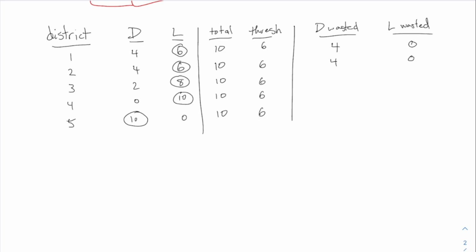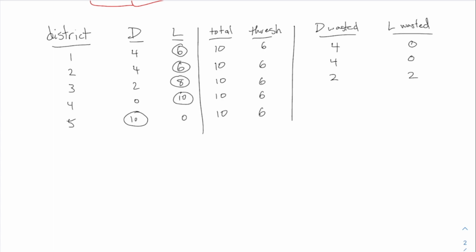All right? The next row is a little bit more interesting. Again, the D's lost. All votes for the loser are wasted, so the D wasted 2 in row 3 here. And then the L's got 8. This is 2 more than they needed, and so the L's wasted 2. That's because 8 is 2 more than 6. All right, and so on.